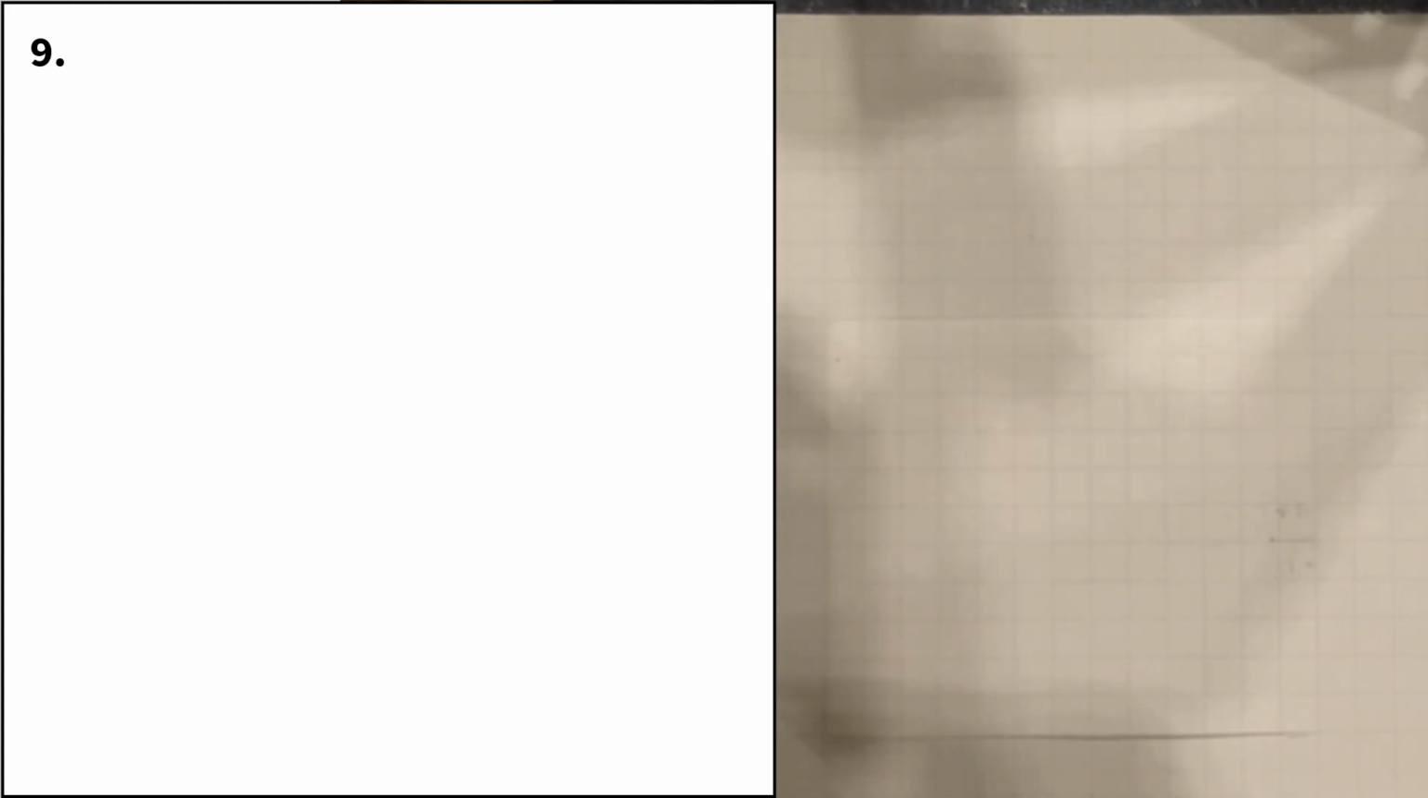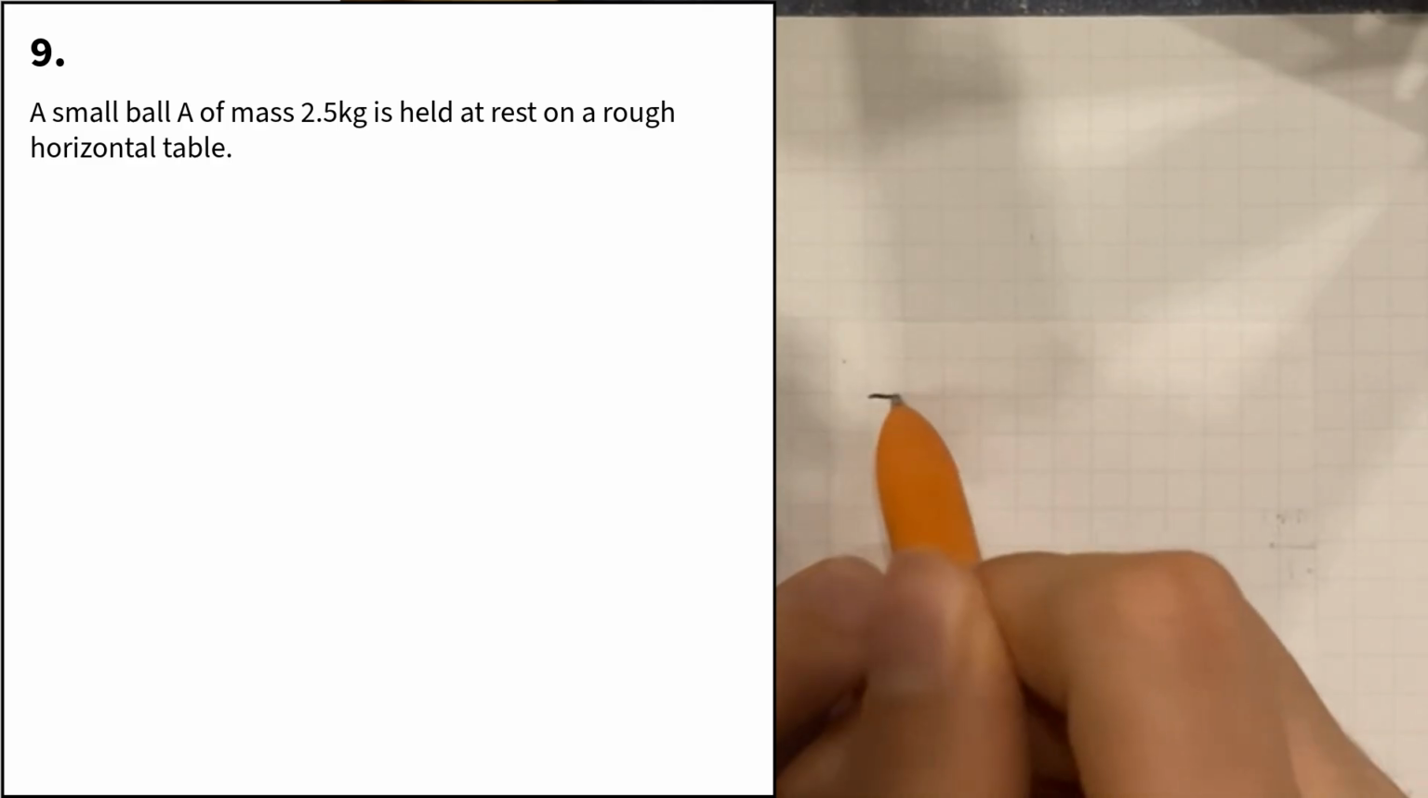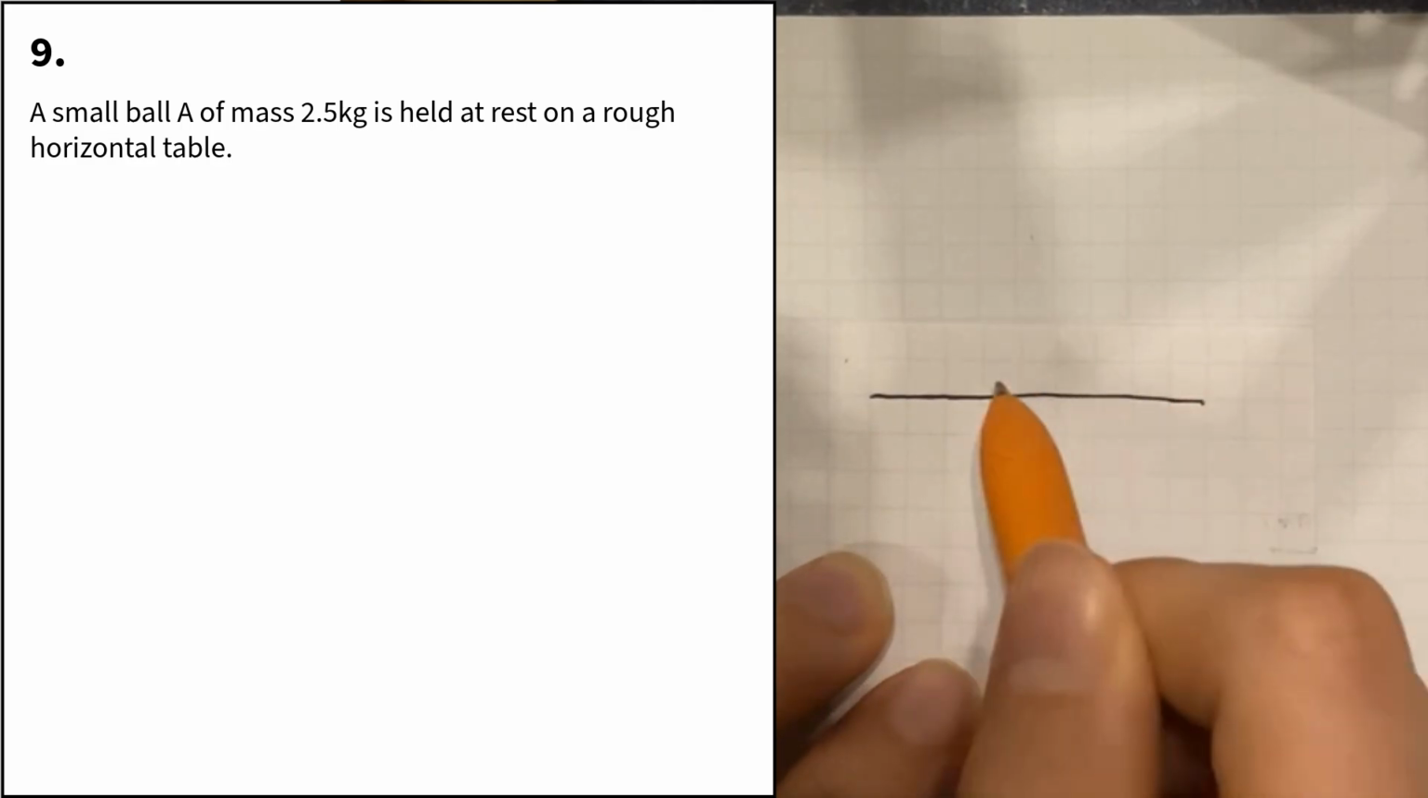This question features a mammoth paragraph of about 200 words, but that's not going to stop us. The original question comes with the diagram, but as an exercise, I'm going to draw it as I go along in case the question doesn't. So a small ball has a mass 2.5 kilograms and it's on a rough horizontal table.